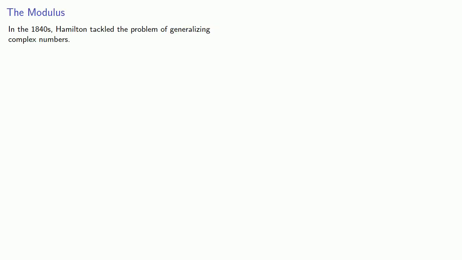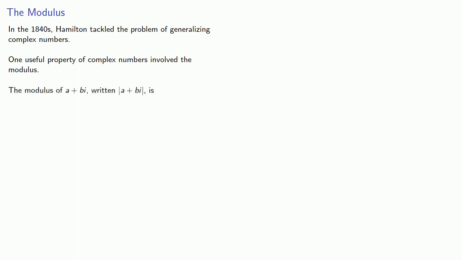In the 1840s, Hamilton tackled the problem of generalizing complex numbers. One useful property of complex numbers involves the modulus. The modulus of the complex number a plus bi, written this way, is the square root of a squared plus b squared. Now remember, a and b are both real numbers, so this is always going to be the square root of a non-negative number.